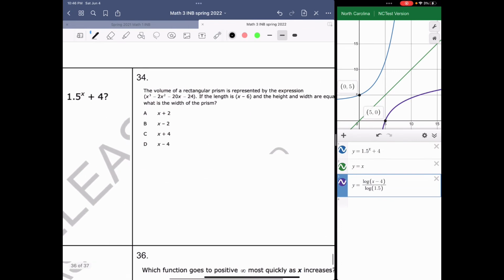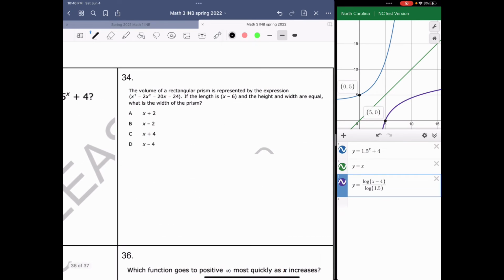All right, number 34, it says the volume of a rectangular prism. So remember, a rectangular prism is one that has a base of a rectangle on both sides, and then the prism, and again, y'all know that I'm not the best drawer, has the four faces on the outside. So it says the volume is this. So that's the key. We have this volume and the length is that. Now, the next key is that the height and the width are equal. So what is the width of the prism?